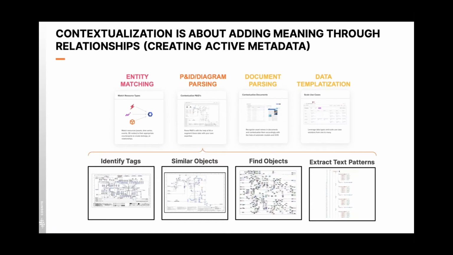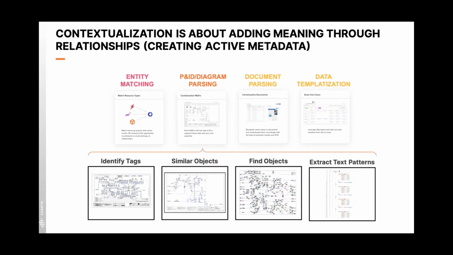And there are multiple different types of contextualization. Of course, entity matching is what we are all most accustomed to. So that is the art and craft of matching different resources from different source systems to each other. So it could be, for example, matching tags from a historian, such as Osisoft Pi or IP21 or some other brand, to the asset hierarchy from SAP, for example.